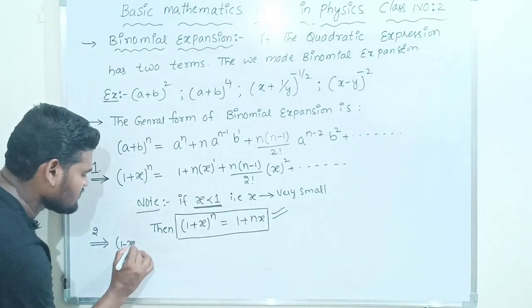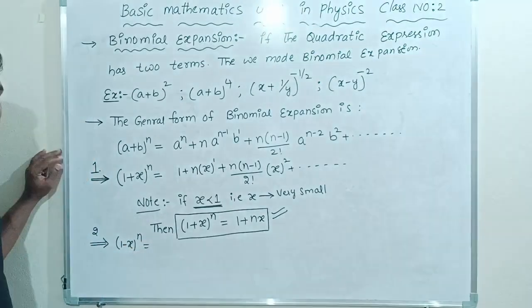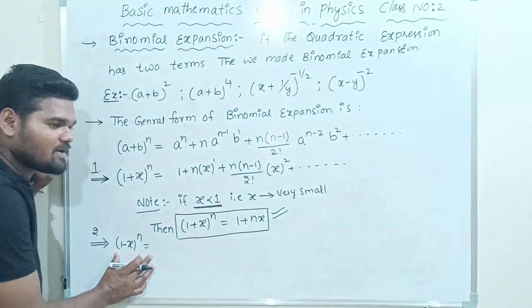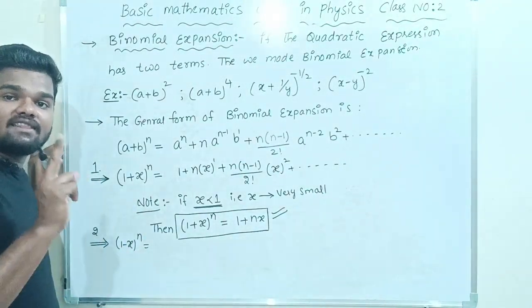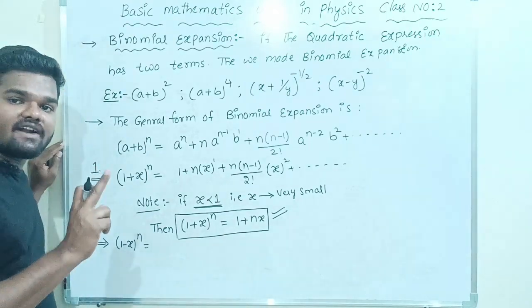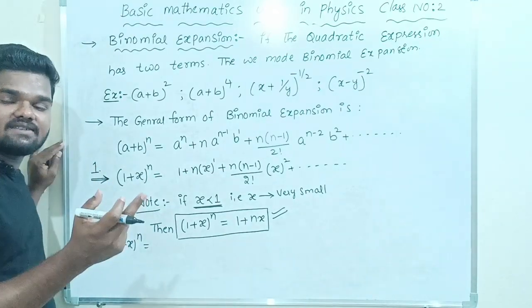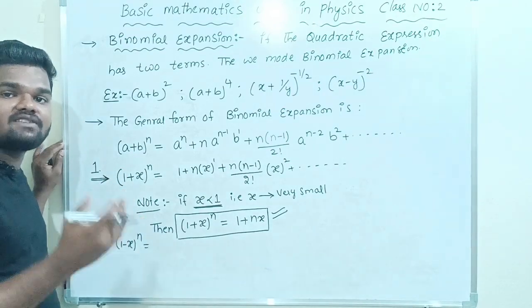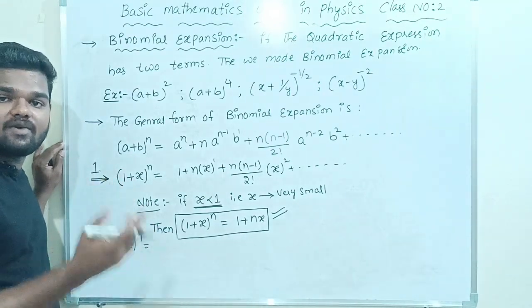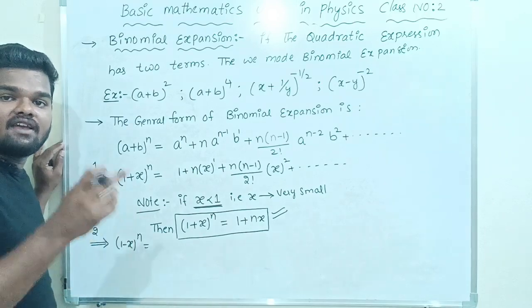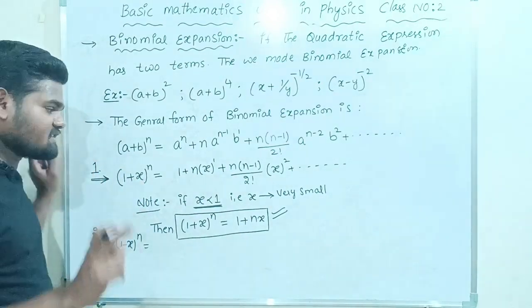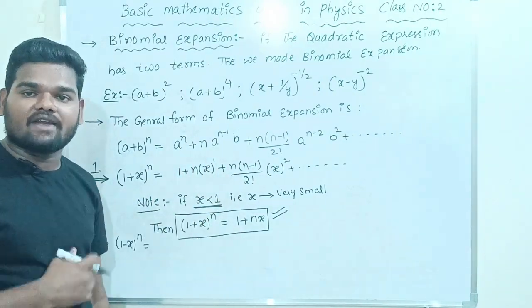(1 minus x) whole to the power of n. When you are writing this formula, just place the negative sign in front of the odd power of x. Odd power of x means x to the power of 1, x to the power of 3, x to the power of 5. In that term, in front of it, you have to place a negative sign and rewrite the above expression.